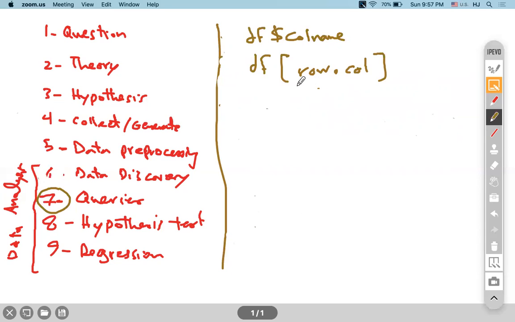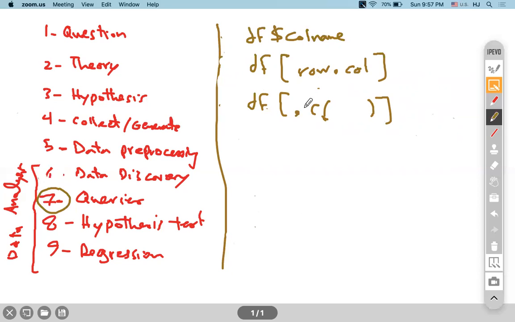We can also use df, and you can add a comma, and this will select all rows, and you can select certain columns from the data frame. So you can write your own conditions as well, just to get whatever you want.